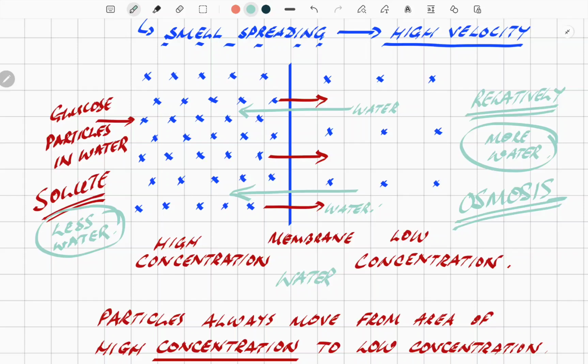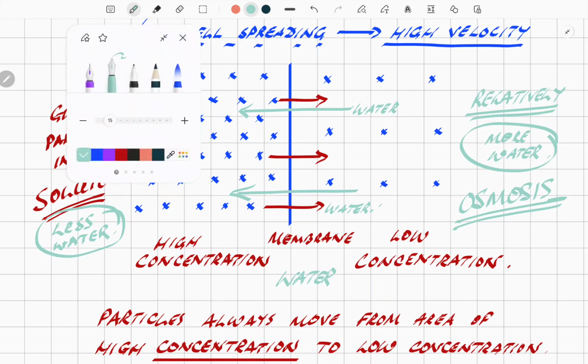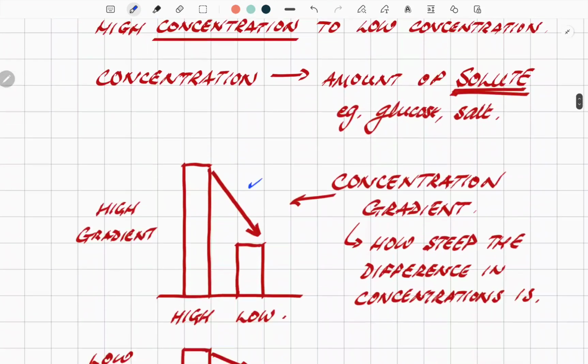It is exactly the same as diffusion. The rules are exactly the same. The principles are the same. But it's simply the movement of water. So it is a diffusion of water, if you like. And I'll now write that in a proper definition down at the bottom here.